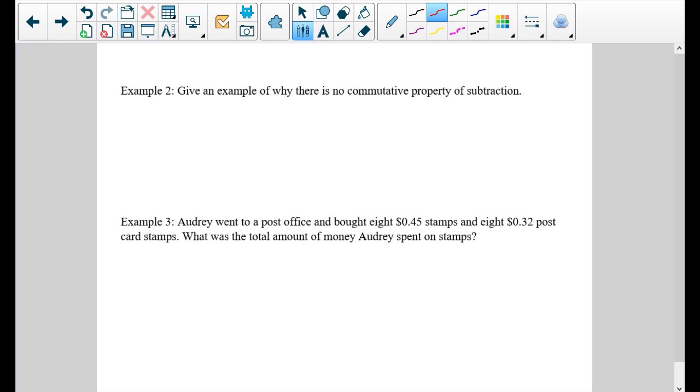So why is there no commutative property for subtraction? Why is there a commutative property for addition and multiplication, but not subtraction? Well, what's the commutative property? If you change the order of subtraction, it'll change your answer. So if I have 5 minus 3, I get 2, right? Well, if I change the order, 3 minus 5, I get negative 2. Those are not equal. So order matters with subtraction, and division.